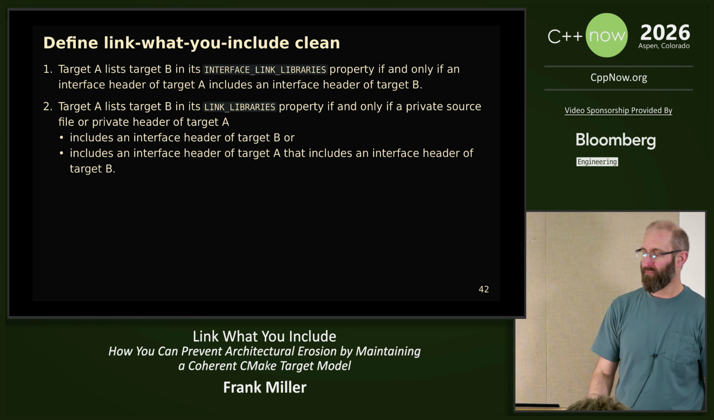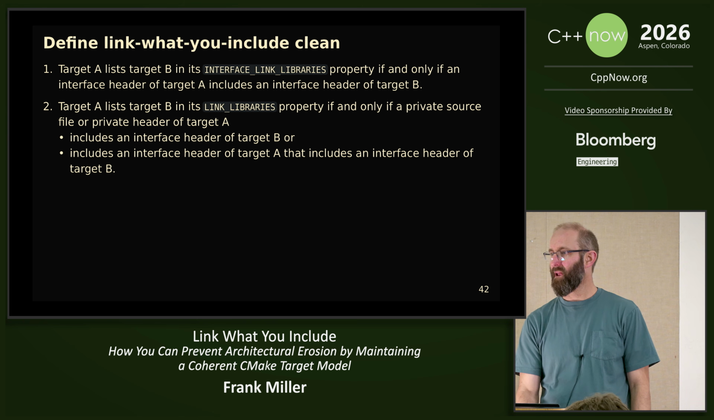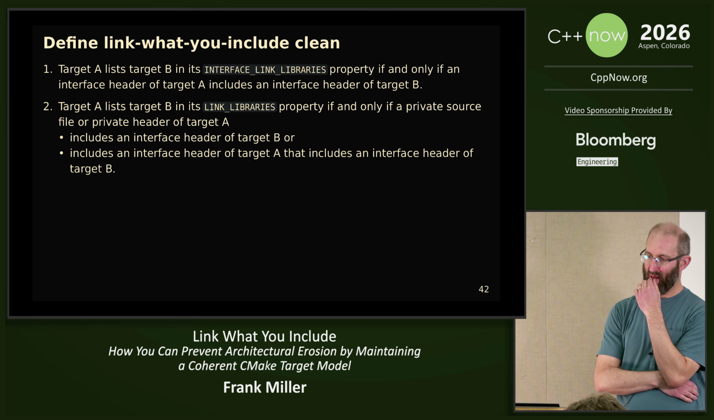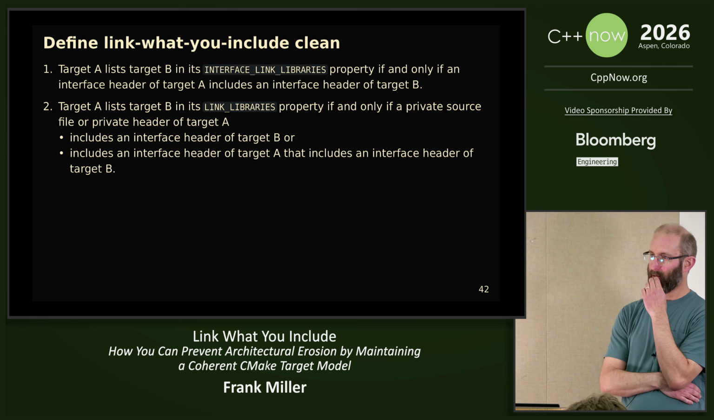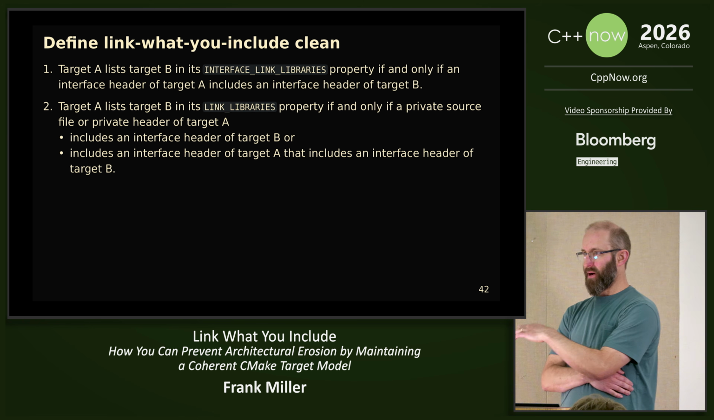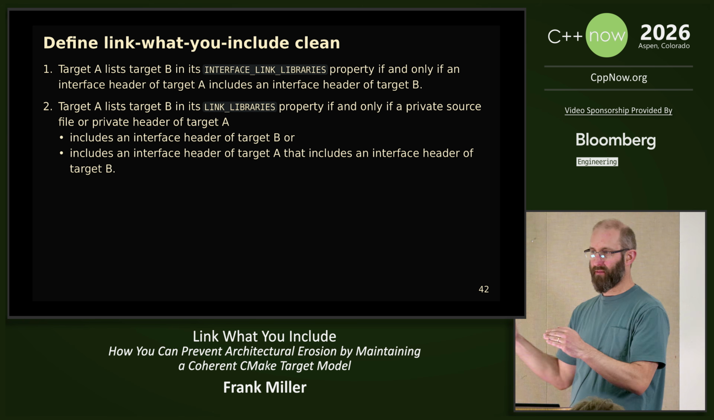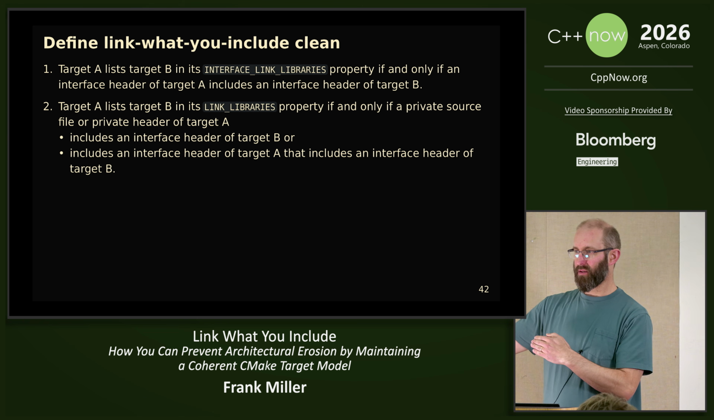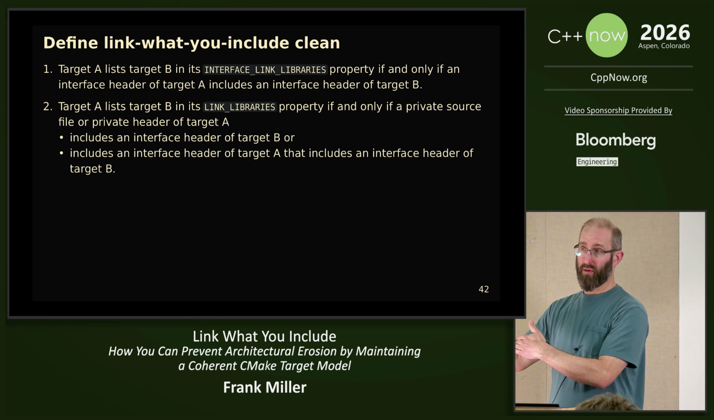Yep, makes sense. So earlier you were saying there's three categories: public, private, interface. So interface link libraries, it's obvious to me where that belongs. Link libraries was public? Yeah, so link libraries is private. If you're private, you only have it in the link libraries. If you're interface, you only have it in the interface. And if you're public, it's in both.